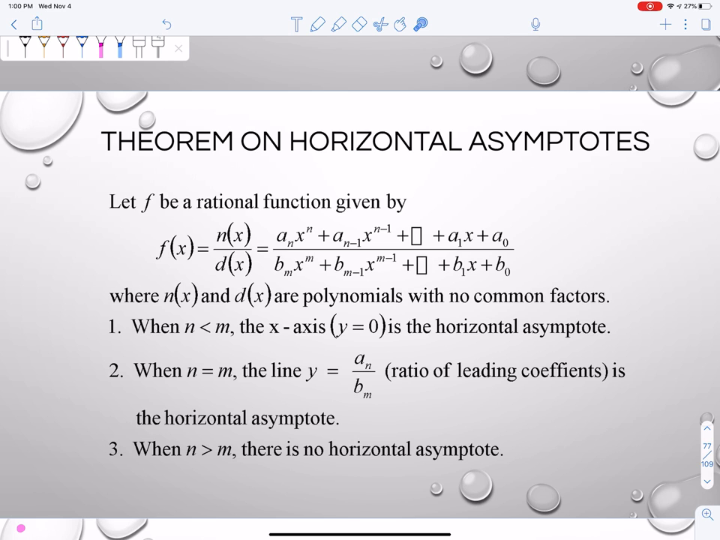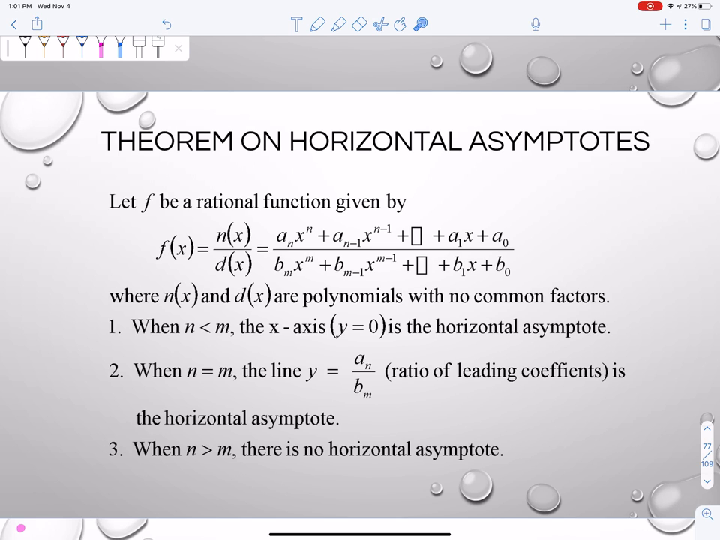So when the degree of the numerator is less than the degree of my denominator, then the x-axis, or y equals 0, is going to be the horizontal asymptote. And that's what happened in that very first example that I showed you guys. When the degrees equal one another, when n equals m, we have case 2, and the ratio of my leading coefficients, a sub n over b sub m, is going to be my horizontal asymptote. So again, case 2, when the degrees are equal, it's going to be a ratio of the leading coefficients as my horizontal asymptote.